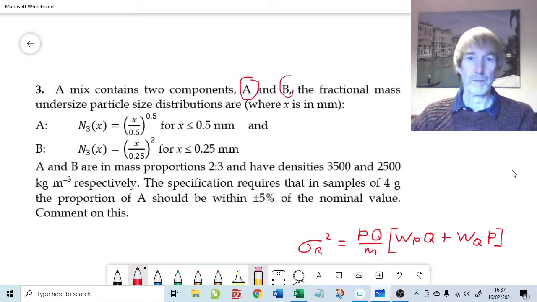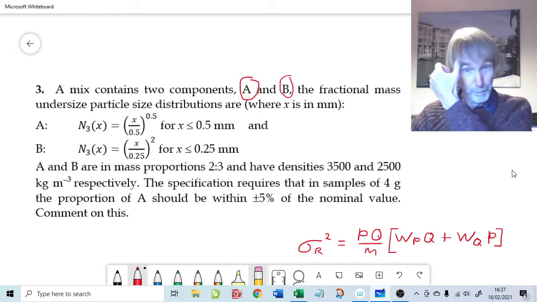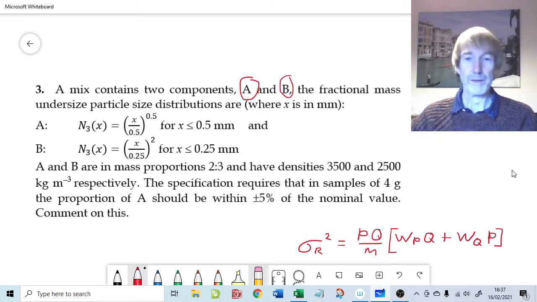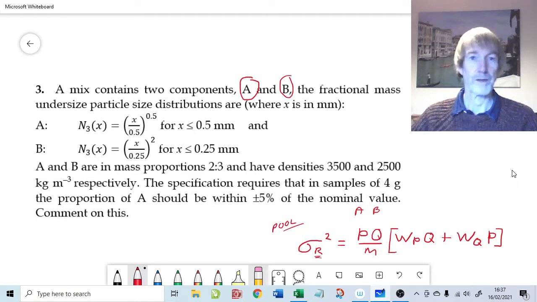We're going to set up powder A as being what we call down here component P. Okay, that is going to be equal to our powder A, and our powder B is therefore going to be component Q. We have the Poole equation down here for the calculation of the expected variance from a random mix. That's what the R stands for, the random mix.